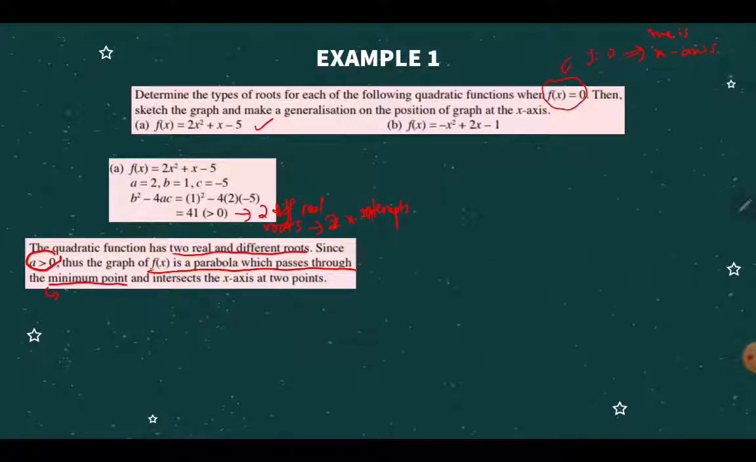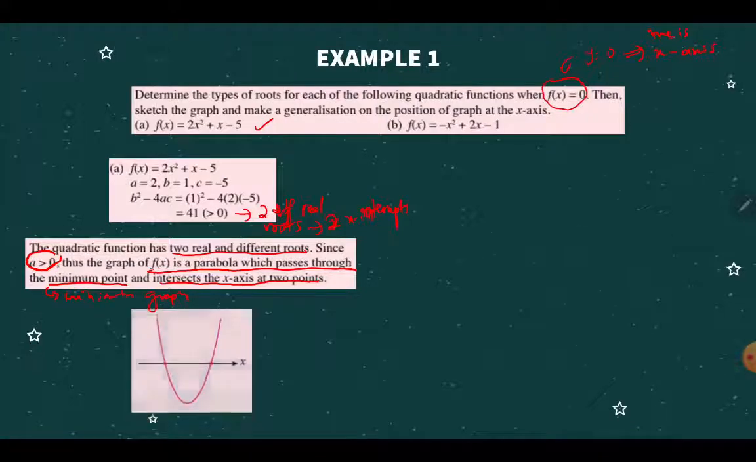So, simply put, it is a minimum graph. And it intersects the x-axis at 2 points, of course, because we said that we have two different real roots. So how can we sketch? Just sketch, because it doesn't ask for the value of roots. It just asks for type of root and sketch. So just sketch like this. Okay, how about B?